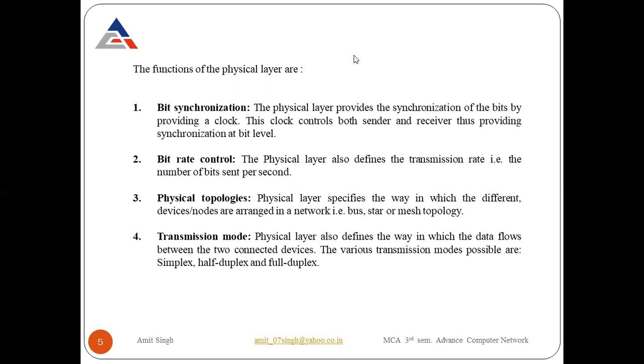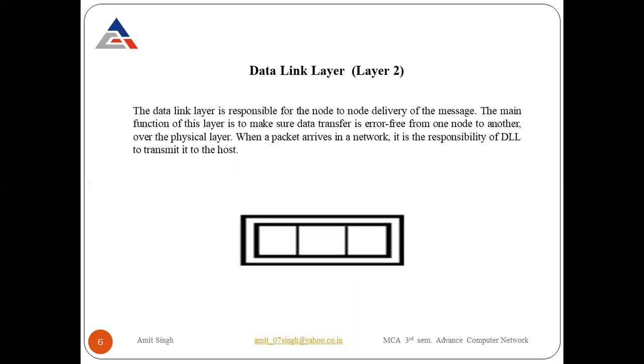And the last one is full duplex. Full duplex means bidirectional, with sending as well as receiving simultaneously. You are able to send the data and receive the data at the same time. This can happen in the case of full duplex. Clear? So these are the functions of the physical layer. This is all about the first layer.